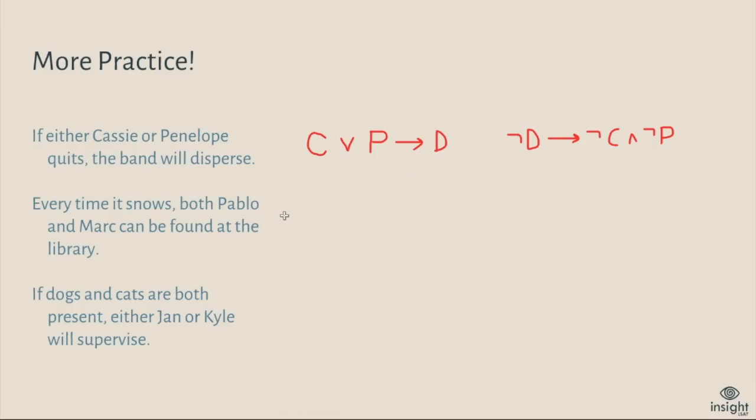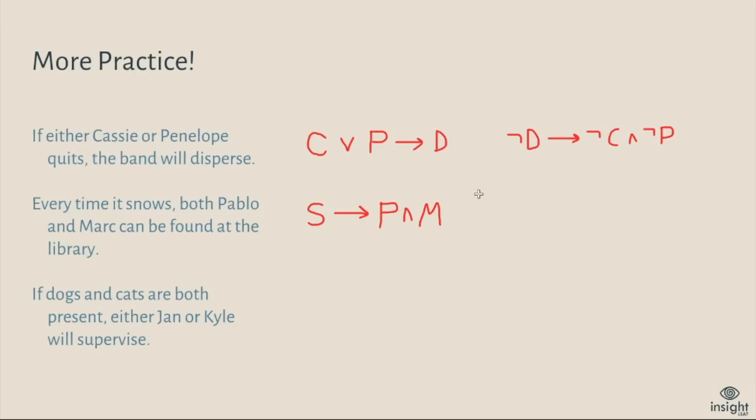Every time it snows, both Pablo and Mark can be found at the library. Okay, so we have an if-then statement here, and we have a conjunction in the then portion of it. So every time it snows, let's go with an S for snow. If it snows, then P for Pablo is at the library, conjunction, and we'll have an M for Mark is at the library.